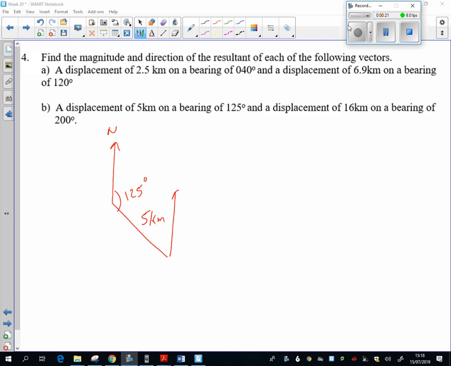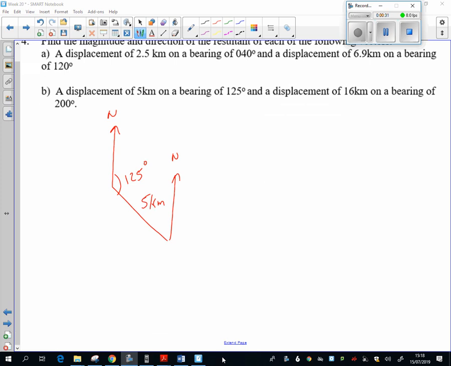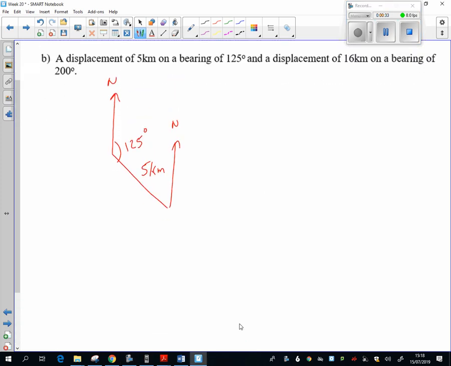And then measuring due north again, the second one is a displacement of 16 kilometers on a bearing of 200. So just so I can get it roughly to scale, let's just make that a little bigger. Okay, so 16 kilometers on a bearing of 200, so that's sort of off in that direction roughly. Okay, so there's my first vector, there's my second vector, so my resultant vector is going to be there.